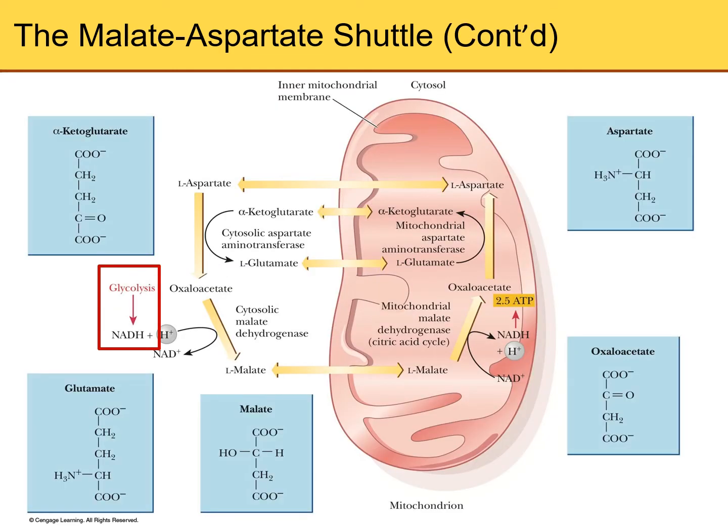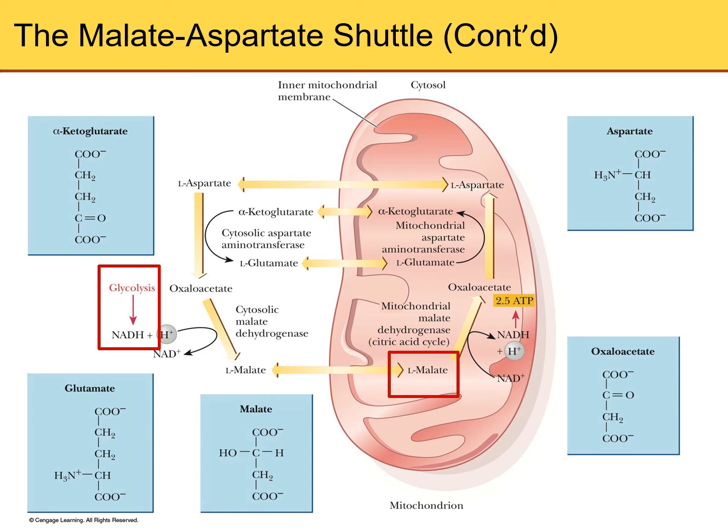So how does this work? Basically, in glycolysis, you have NADH. And like I said before, NADH cannot get into the mitochondria. NADH that we use in the mitochondria is made in the mitochondria. However, we do have oxaloacetate outside of the mitochondria in the cytosol. And an enzyme called cytosolic malate dehydrogenase is able to reduce oxaloacetate to make malate. Malate can be transported into the mitochondria.